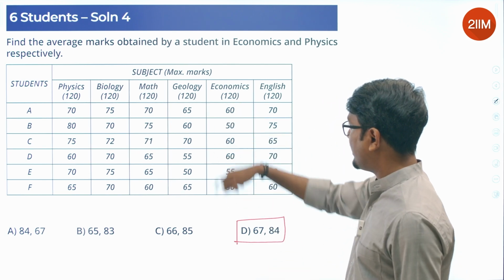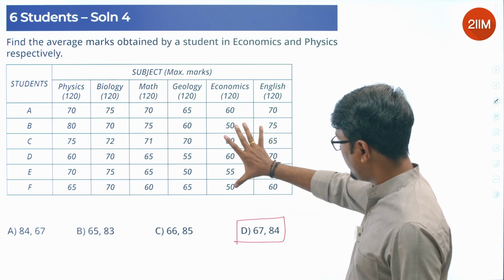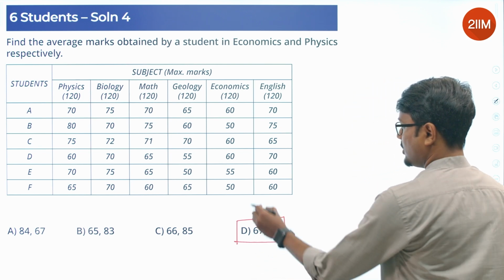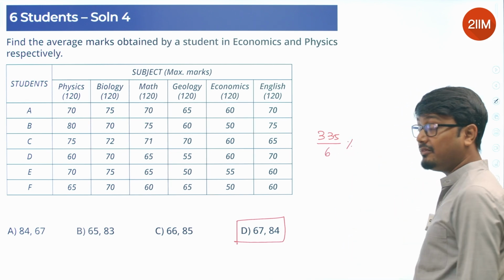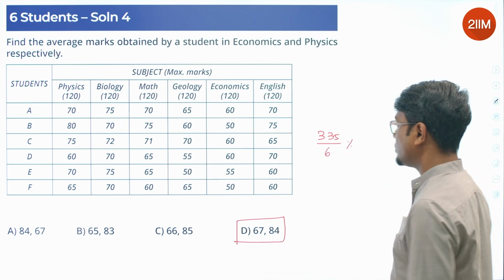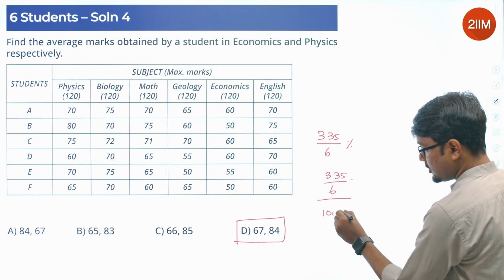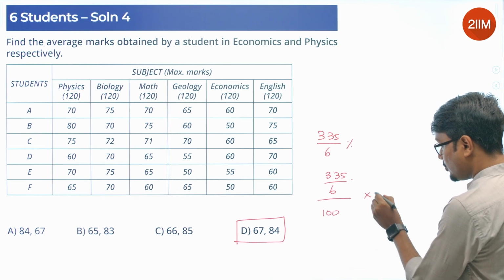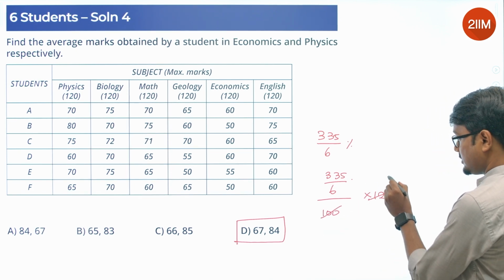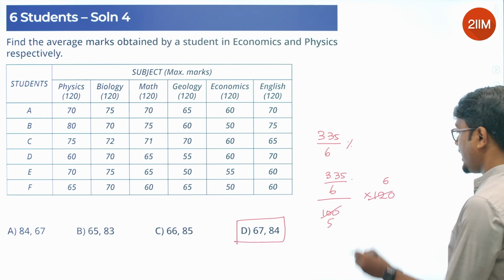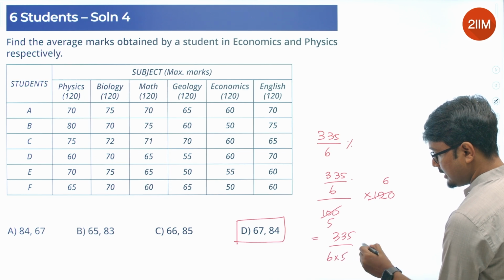So these are the values for economics. 60, 60, 60, 180, 180. 280, 280 plus 55 is 335. So eventually we got 335, 335 by 6 percentage is your average percentage. You want to find the mark. So 335 by 6 whole divided by 100 should be your percentage and times 120. Right. So we can cut it off. This is cut for 6 times, 5 times.